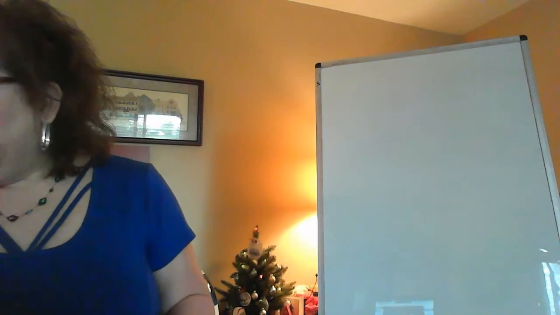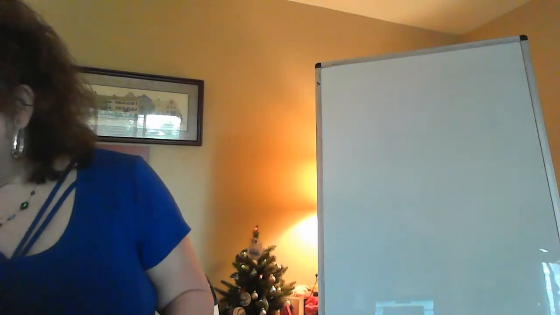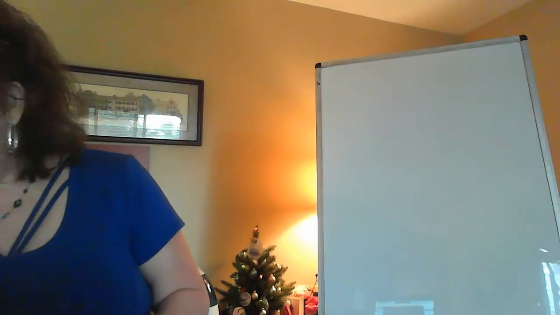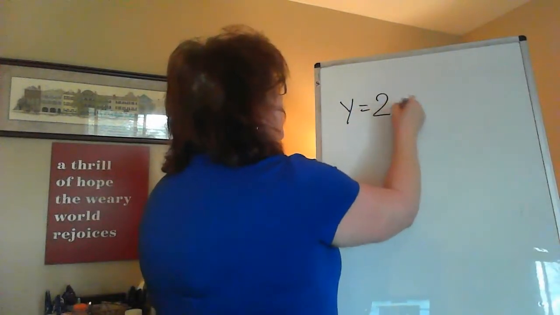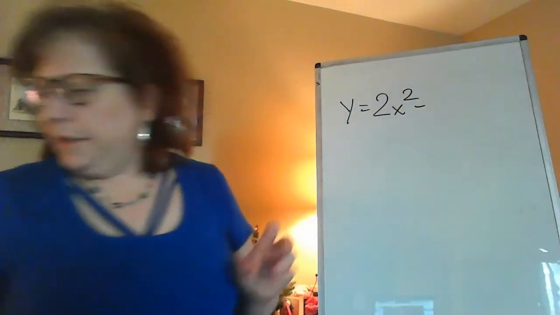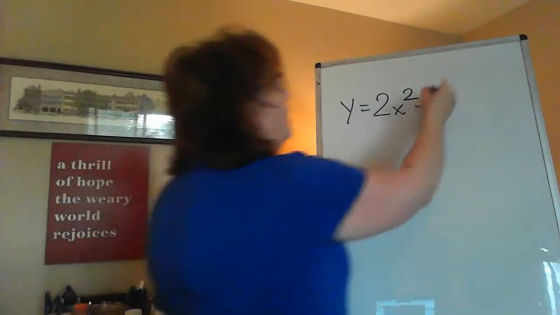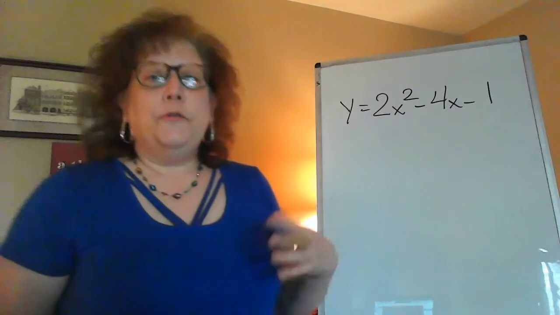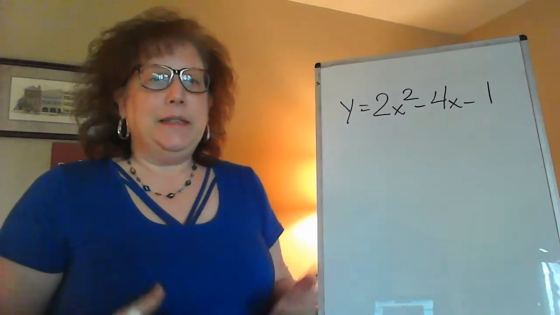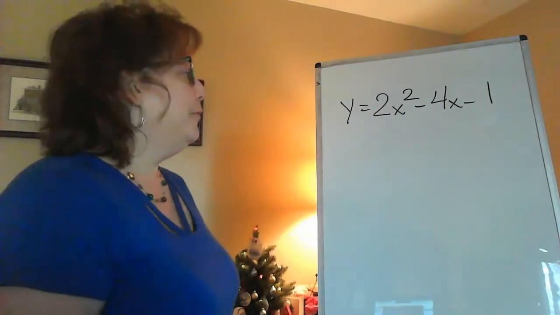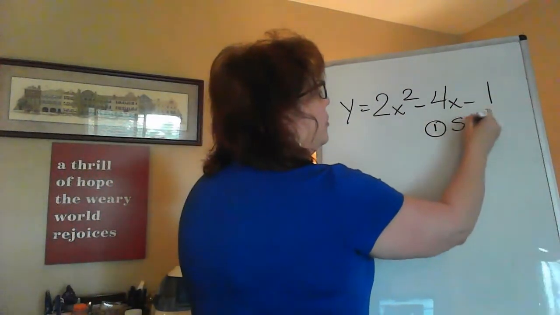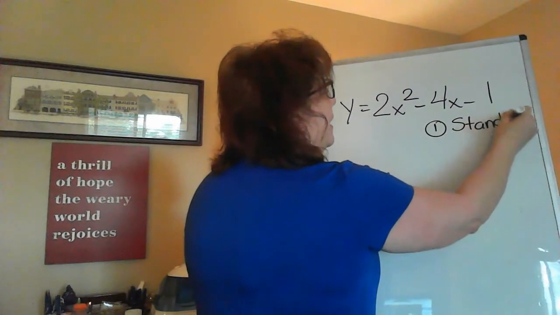So we are going to take a look at one of the class practices, and we have y equals 2x squared minus 4x minus 1. Now, the first step is to put this in standard form. It is in standard form. So over here, I'm going to put our steps. So make sure you are writing these down.